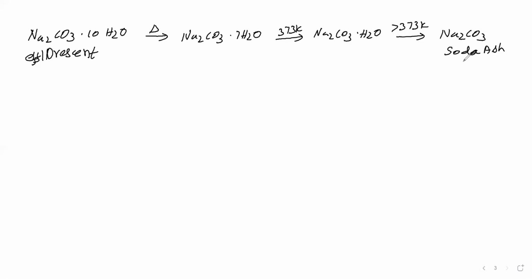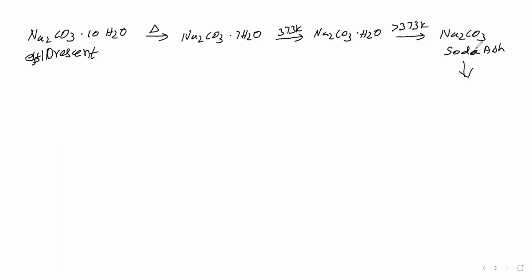This soda ash does not decompose even on further heating. The temperature will reach the melting point. At the melting point, it will melt, it will not decompose. Sodium carbonate is like this. So alkali metal carbonates except lithium carbonate do not decompose easily. They do not decompose even at their melting point. This soda ash melts at 852 degrees Celsius.